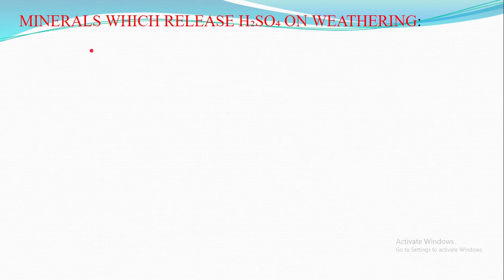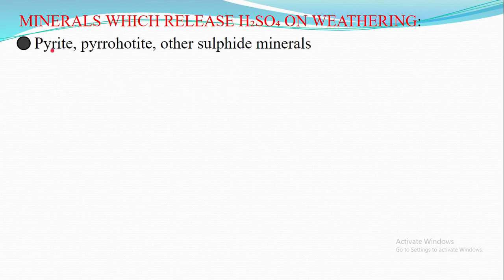Release H2SO4 on weathering. So pyrite, FeS, pyrrhotite, again iron sulfide, and others like lead sulfide, PbS. If these are the minerals, during weathering they will release H2SO4 to the atmosphere. So you have to take care of these things.